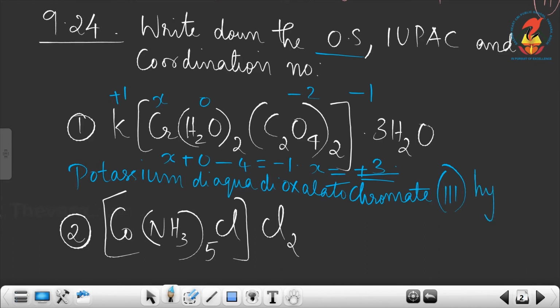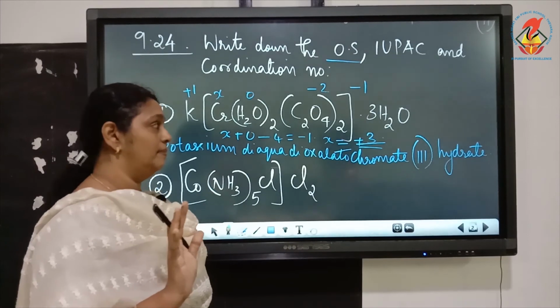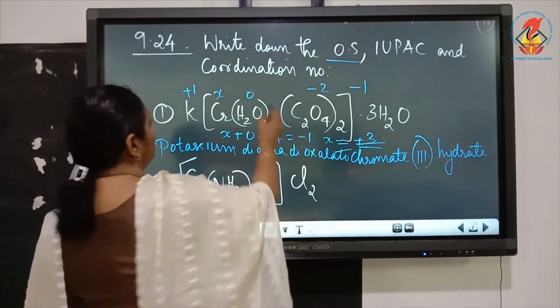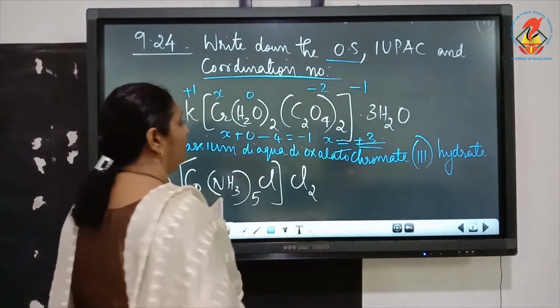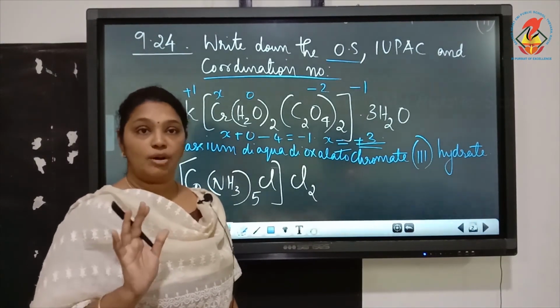Now 3H2O is written as hydrate. You will not write trihydrate, though there are 3H2O, you will just write it as hydrate. Okay. Now there is one more question, that you have to find the coordination number. What do you mean by coordination number? The total number of ligands present. That is the coordination number.